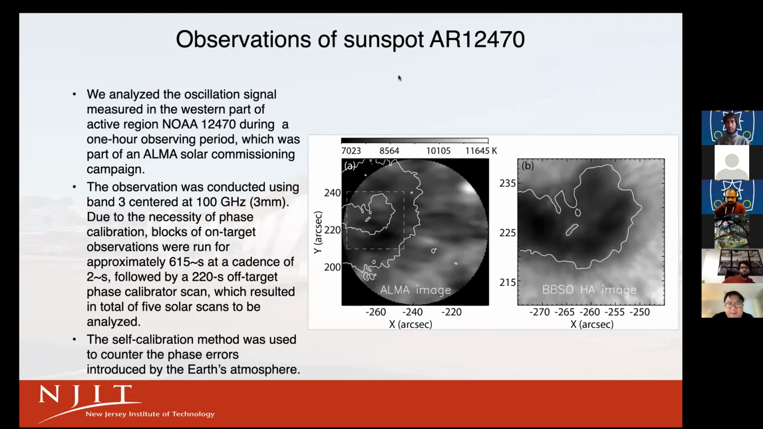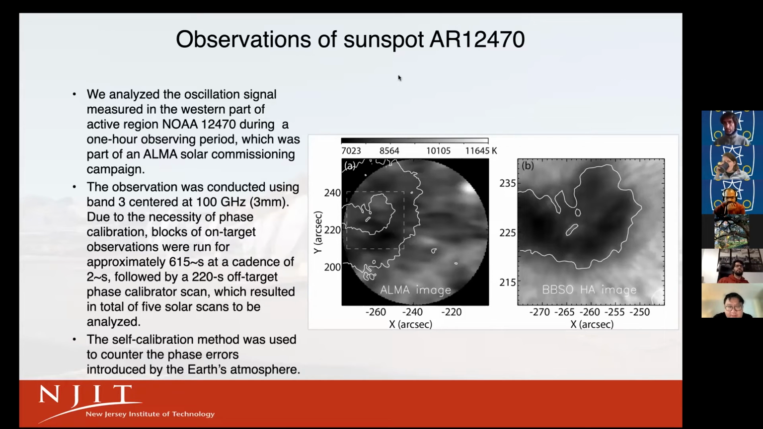Okay, let me come to the observation of this specific sunspot, AR12470. So basically, we analyze the oscillation signal measured in the west part of this active region during a 1-hour observation period, which was a part of the ALMA solar convention campaign. The observation was conducted using band 3 centered at 100 GHz.